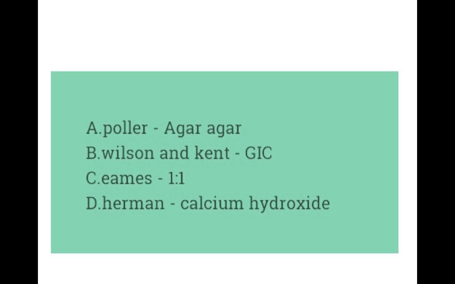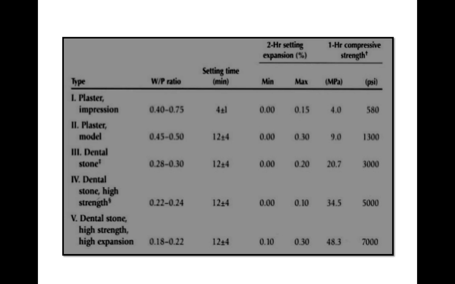Agar was invented by Polar, and GIC, well known, that is Benson and Kint. I hope you know this EAMS technique, that is a 1:1 ratio of alloy and mercury. And next one is calcium hydroxide cement, which was given by Herman, which is considered the gold standard material for both apexification as well as pulp capping.